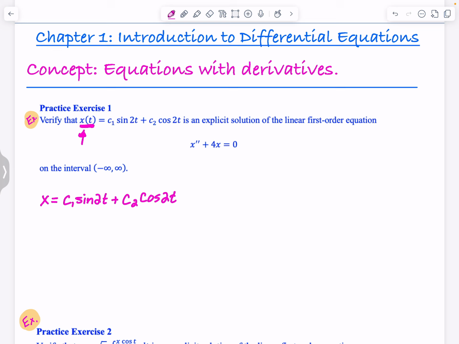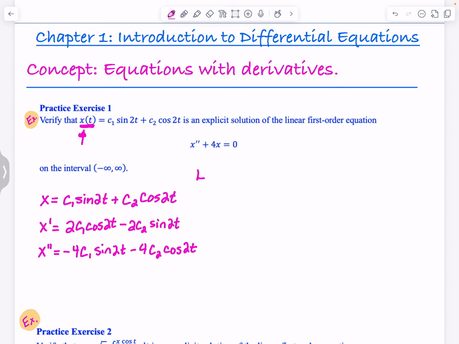That is the key to all this. Okay, x prime. If I take the derivative, it's going to involve a chain rule, getting a 2 out of that 2t. So I'm going to get 2 c1 cosine 2t plus, and then the derivative of cosine gets me a negative sine, and the 2 comes out. So I get negative 2 c2 sine 2t. And then x double prime: I get negative, the 2 comes out, making a 4 c1 sine 2t. This is still negative 4 c2 cosine 2t. So those are the derivatives.